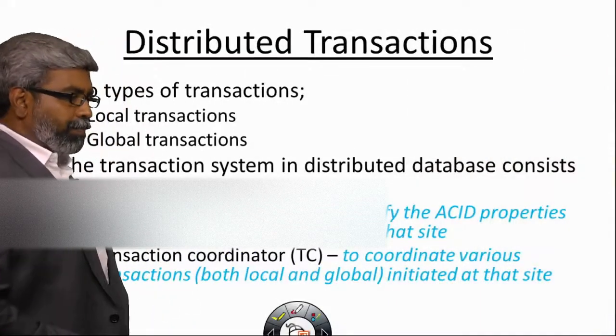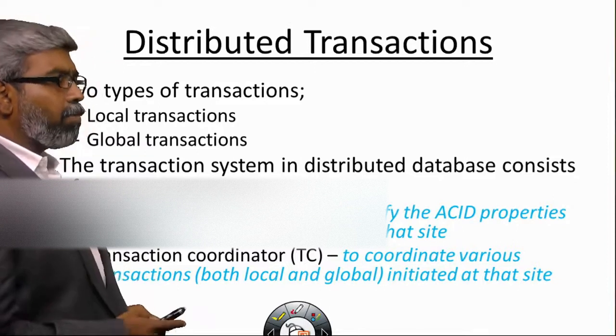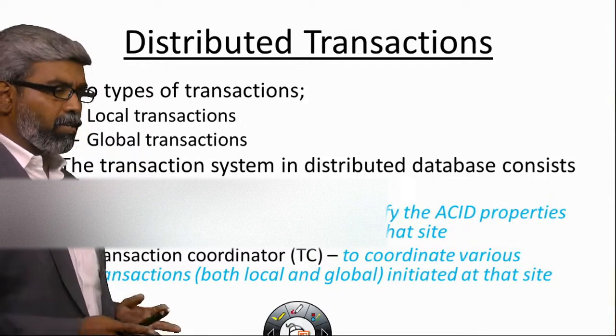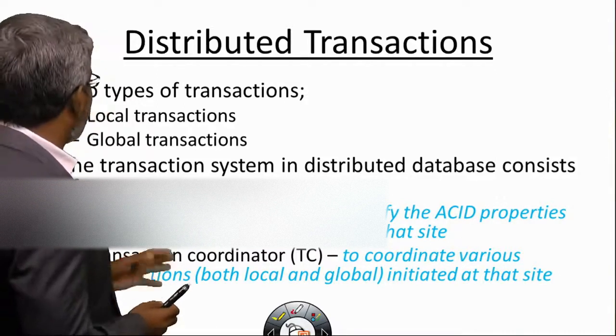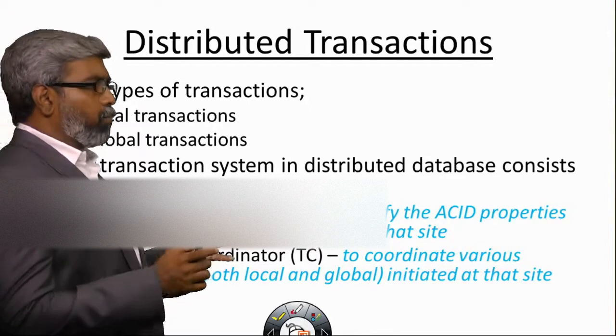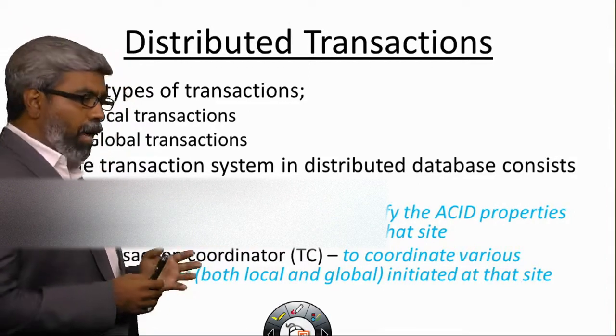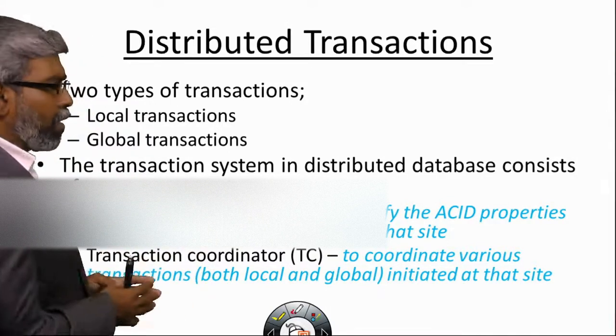Distributed transactions. When it comes to distributed transactions, we have 2 types of transactions. One is local transactions, the other one is global transactions. In a local transaction, assume that I have 4 different sites and I am going to access my data from any of these sites. That is, all these sites have data stored.